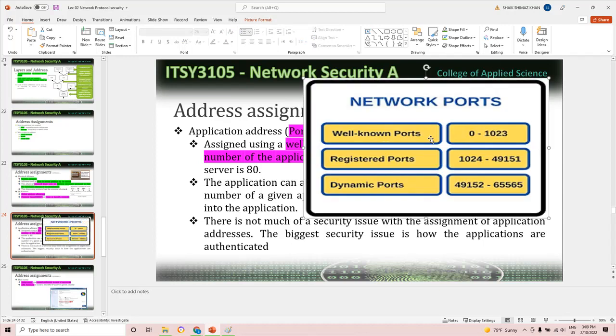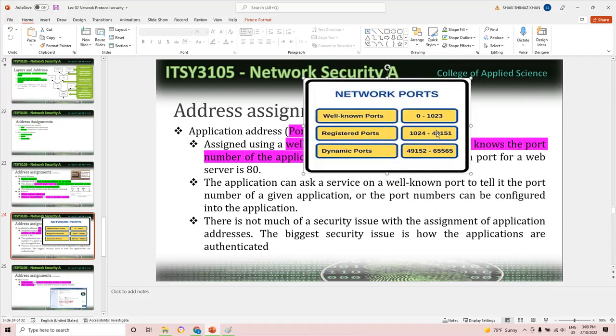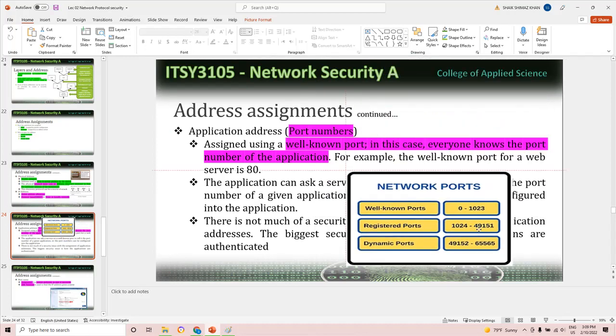Well known, they are classified into 3 categories. Well known port numbers are from 0 to 1023. Registered port numbers are from 1024 to 49151. Dynamic ports are from 49150 to 65565. So please understand, these are the ranges of different port numbers.